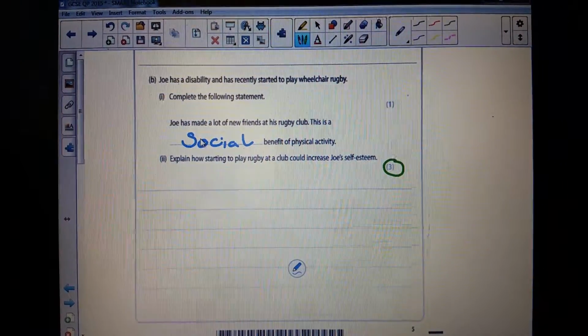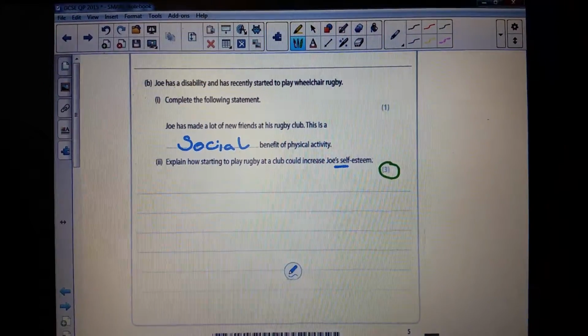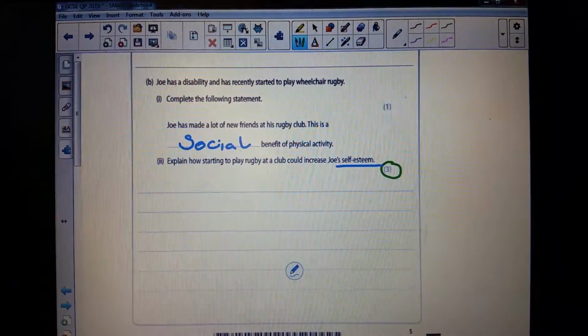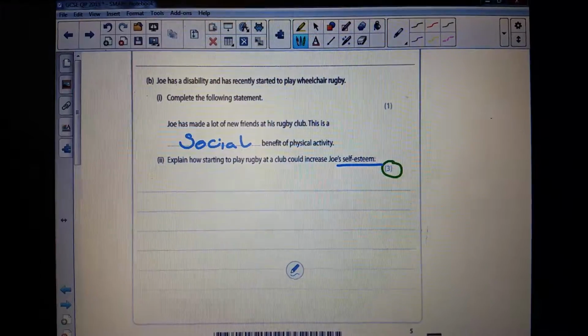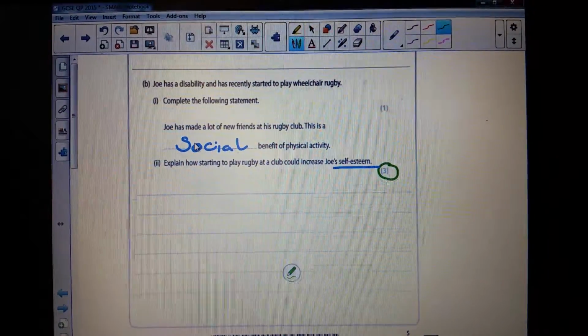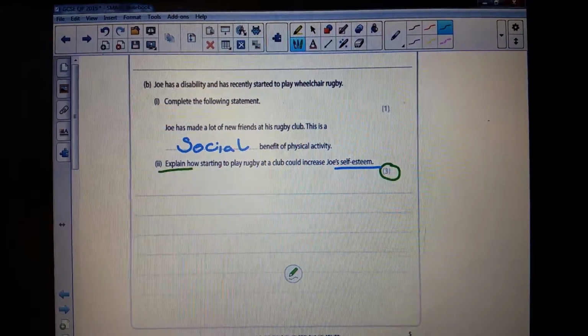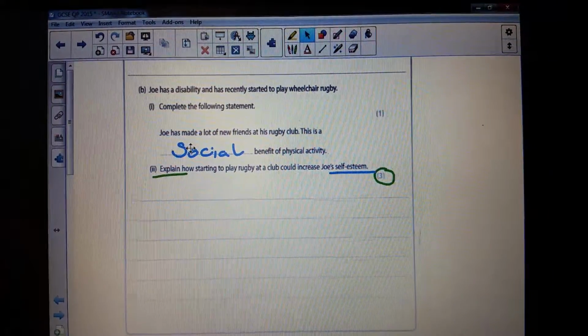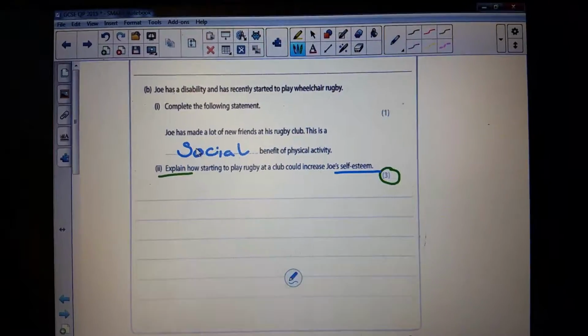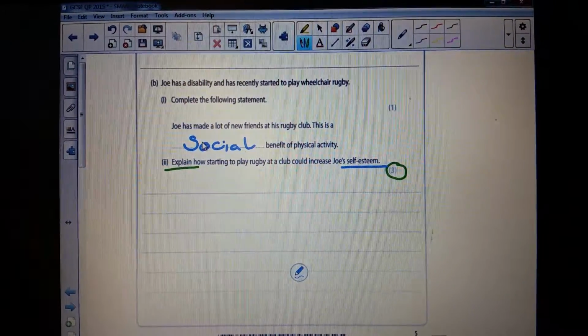I'm then going to start thinking about my topic word, which in this question is self-esteem. I know this question's to do with self-esteem. And my command word is to explain. Okay, very similar again to the last question that we did. So brilliant, I've done a bit of work on another question. I know I can follow a similar principle or theory in order to get me 3 marks.